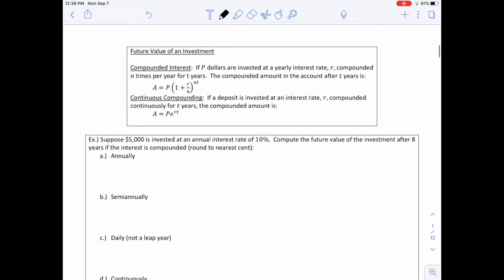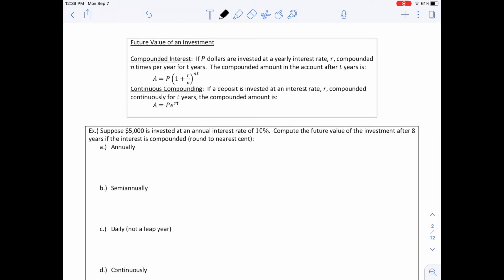On the next page, it is the future value of an investment. And so for this, we have compounded interest. It says if $P are invested at a yearly interest rate R, compounded N times per year for T years, the compounded amount in the account after T years is given by A equals P times 1 plus R over N raised to the N times T.